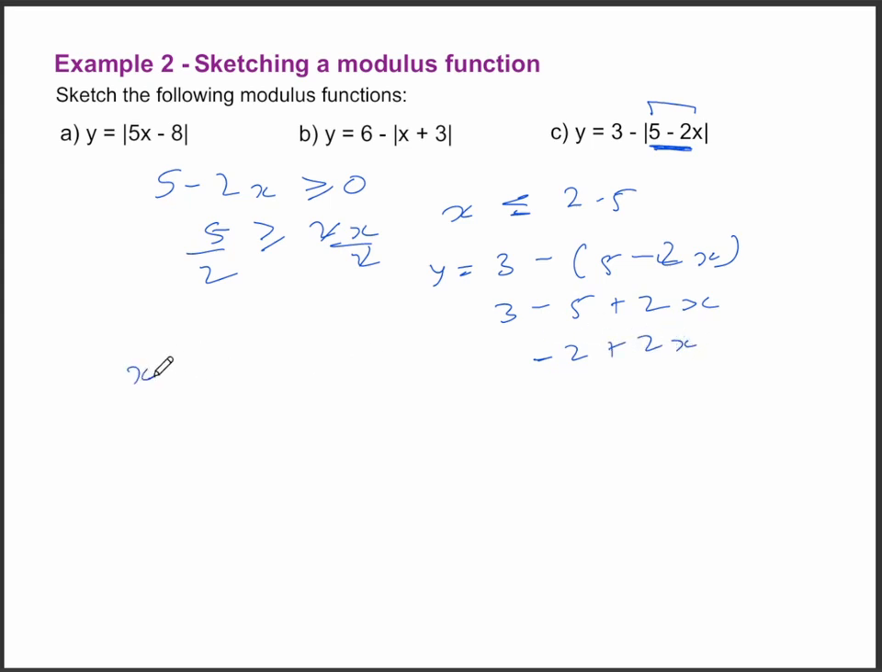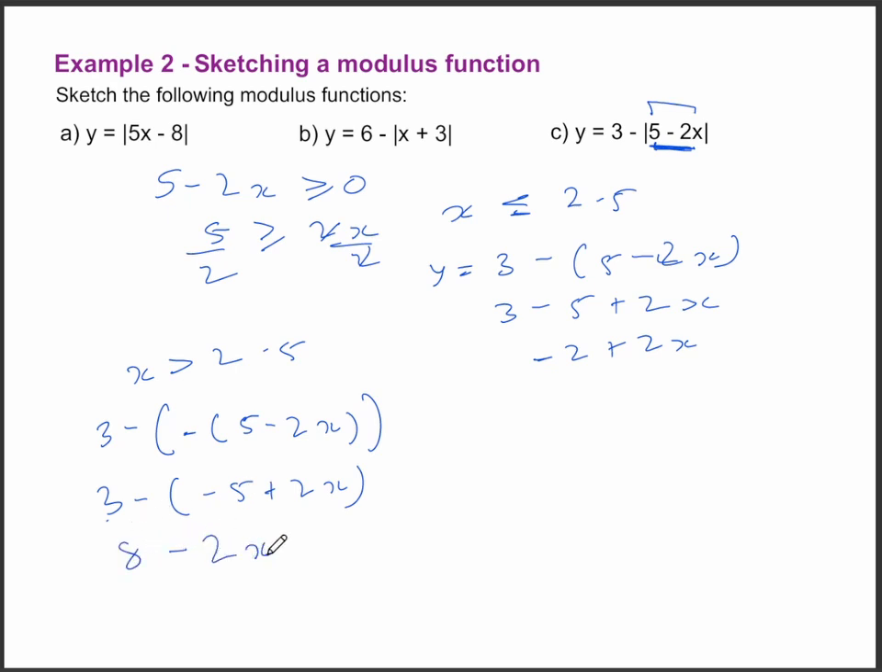On the other hand, when x is greater than 2.5, this value inside is going to be negative. And so we're going to multiply that entire thing by a negative to make it a positive, because again, it is the modulus function. So we want to make everything positive. So we're going to get 3 minus negative of whatever is there. And then you get 3 minus -5 plus 2x, which is just going to be 3 minus -5, which is 8 minus 2x. And that's going to be the function when x is greater than 2.5.